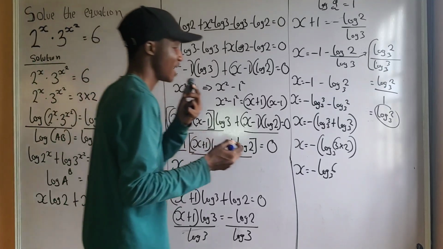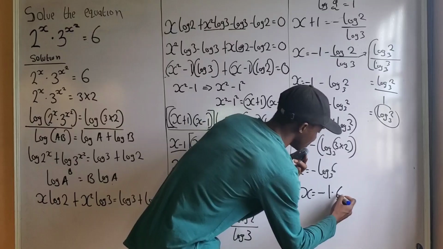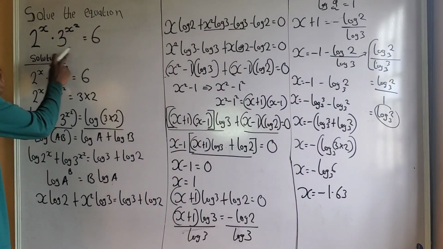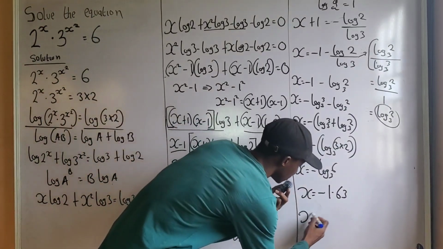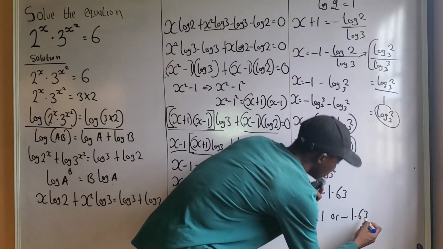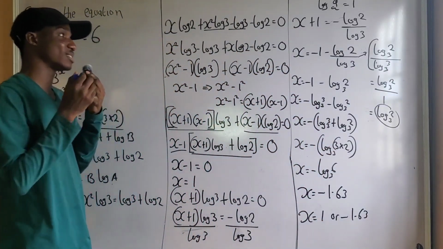So I'm going to have x equals minus 1.63. So the values of x in this equation are x equals 1, or x equals negative 1.63. Do you understand? Okay, so that is the solution to that question. You can see that it is simple.